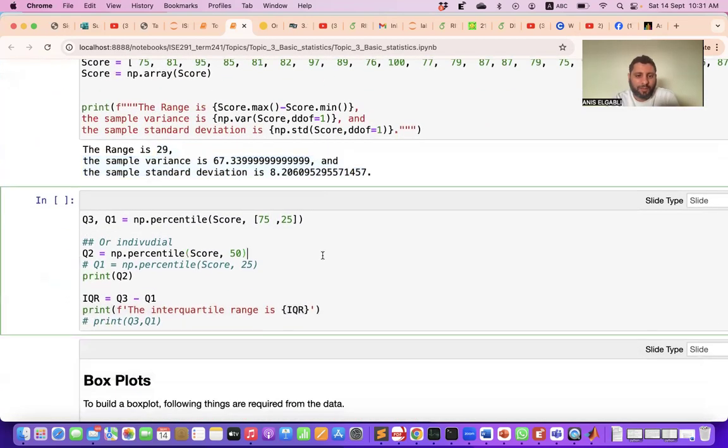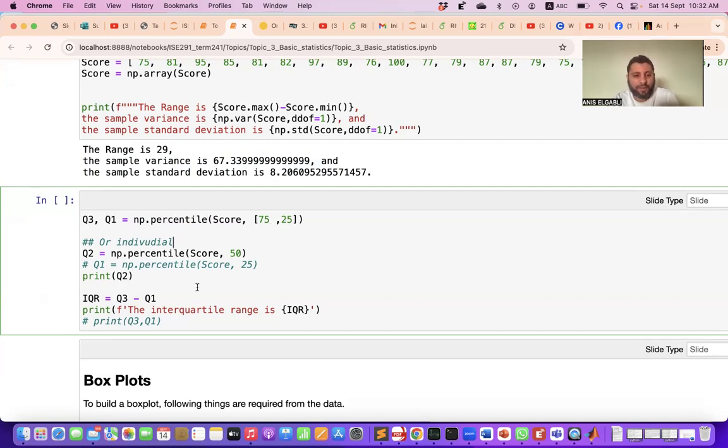Now we come to how to find the third and first quartiles, or the 75th percentile and 25th percentile. We call the function percentile. We pass two arguments: our NumPy array, and comma-separated values in brackets. These values represent which percentiles we want to retrieve. Here we define two variables, so you would expect us to pass two values, right? We retrieve the 75th percentile in the first variable and the 25th percentile in the second variable.